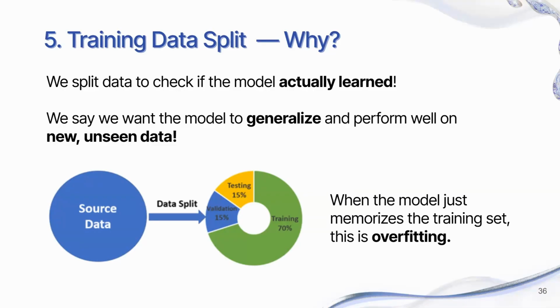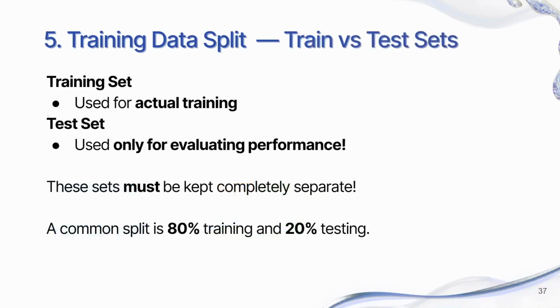But when the model just memorizes the training set, this is called overfitting. You might have already heard of that word in other contexts. It is the exact same here. It is just memorizing the training set and being absolute garbage when it comes to real life applications. So to tackle this, for a beginner project, if it's a simpler machine learning model, usually you'll have a training set and a testing set.